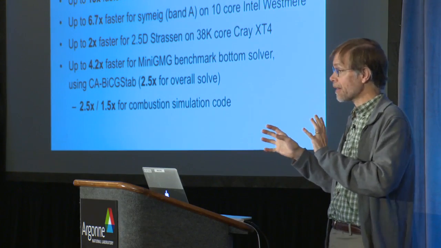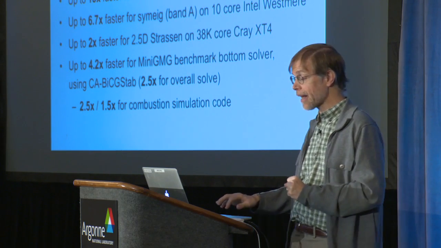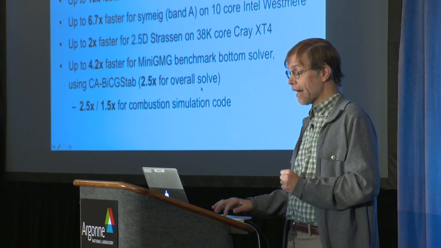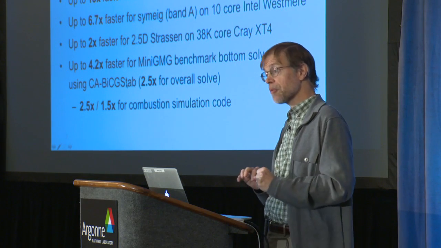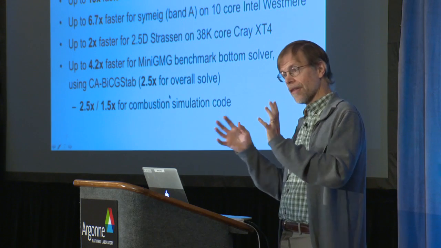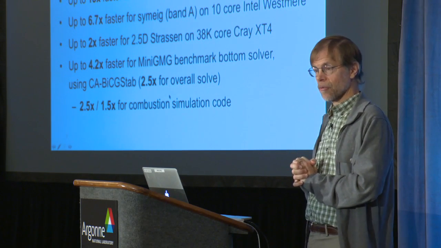Symmetric eigenvalue problems. Now, Strassen's method, that's, again, multiplying matrices, but that's not an n-cubed algorithm, that's an n to the 2.8 algorithm. So a lot of these ideas extend to faster algorithms like that. And also iterative methods. And so this is for a bottom solver based on a Krylov subspace method called BiCGstab. And so all of these ideas extend to iterative methods as well.